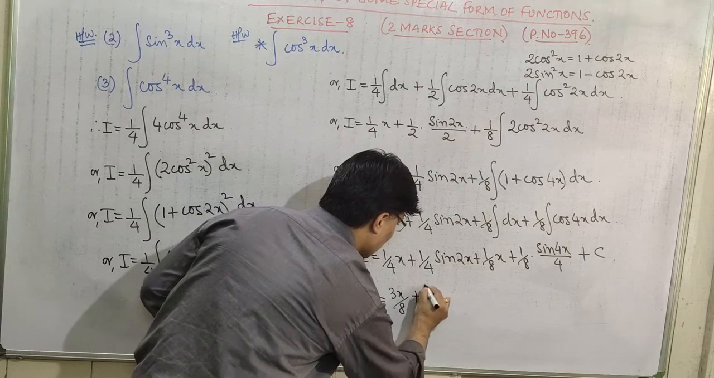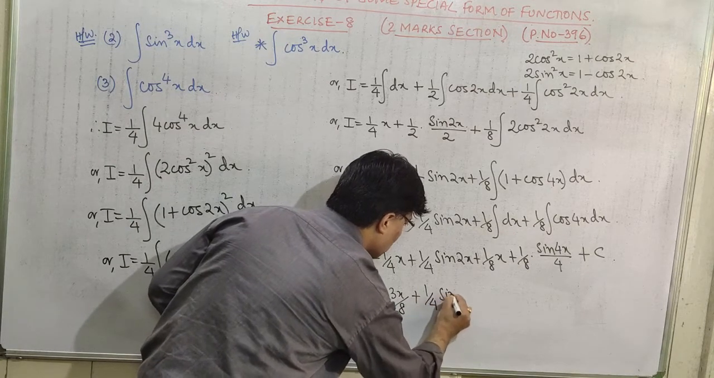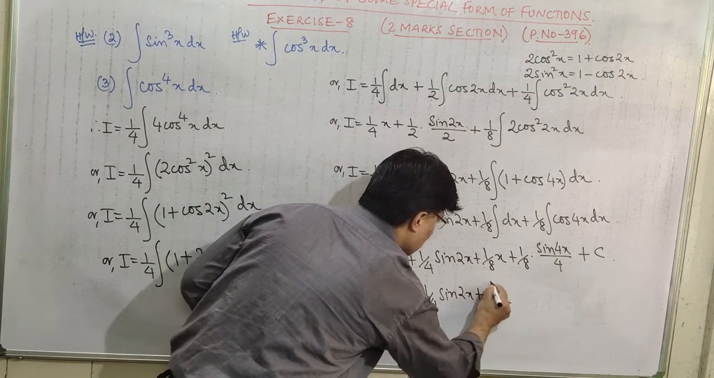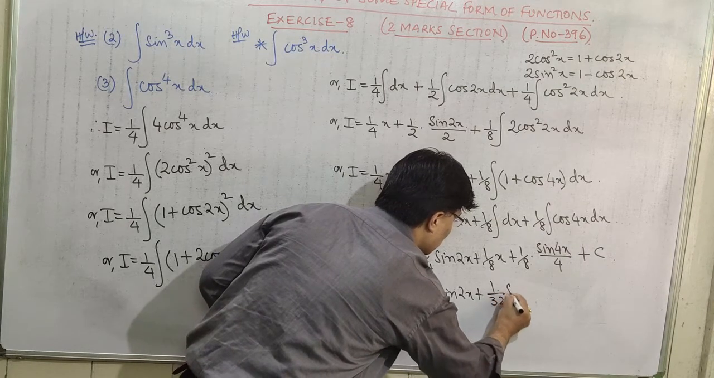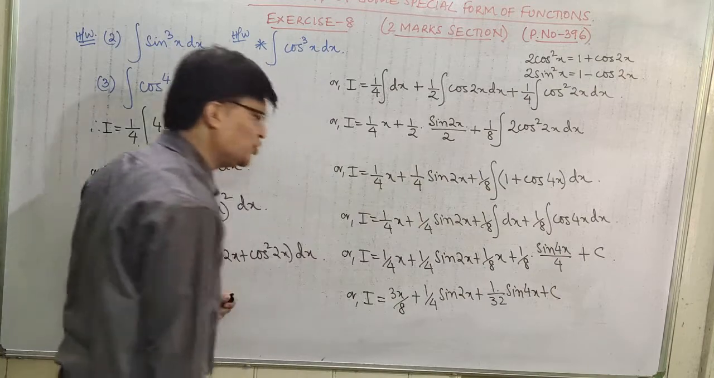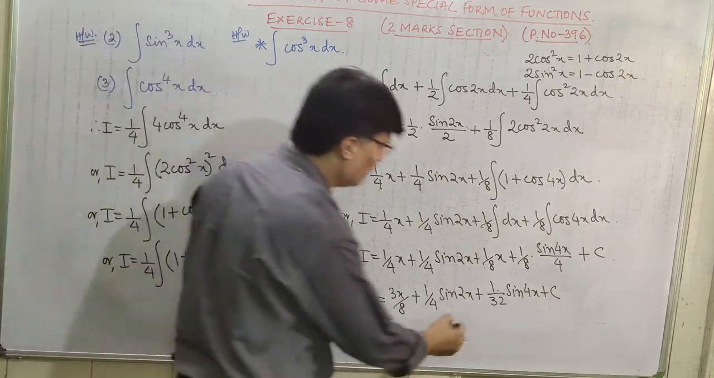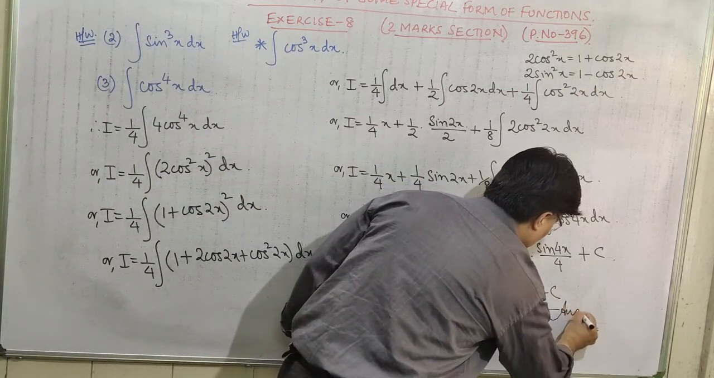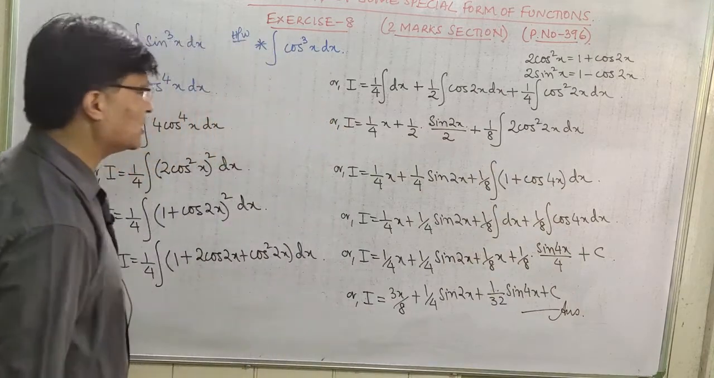Then next term is 1/4 sine 2x plus 1/32 sine 4x plus c. So this is the final answer. So I think you have understood it.